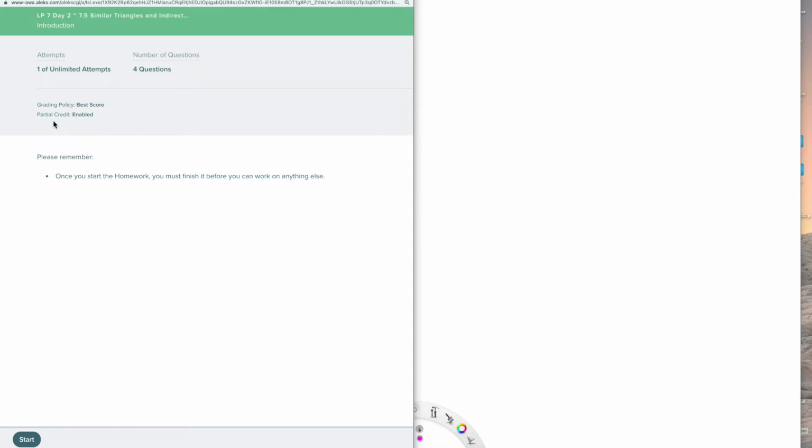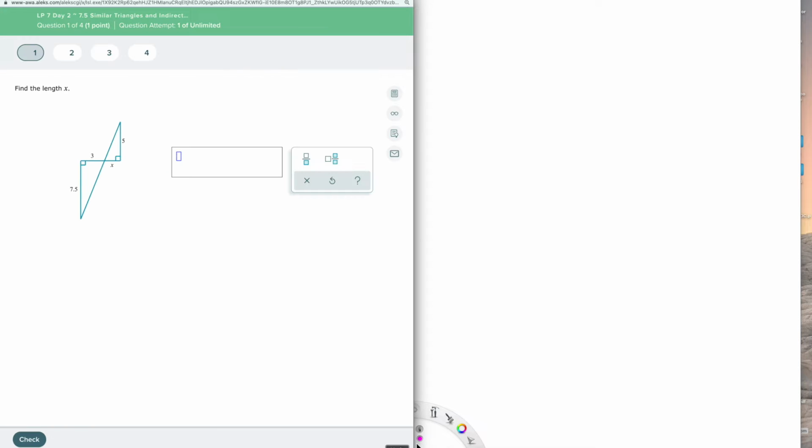Partial credit's enabled, meaning if you answer one of 4 questions correctly, you get credit for 1 question, or however many you answered correctly. Down here it says, please remember once you start your homework, you must finish it before you can work on anything else. That means once I click start, down here in the bottom right corner will be a submit assignment button. I need to make sure that I click that submit assignment button when I want to leave this screen. So whether or not I've started any of them, or some, or maybe all of them, I always want to click submit assignment. I don't want to just close the tab or close my computer, because Alex is going to assume that I want to leave this attempt open if I don't click submit assignment.